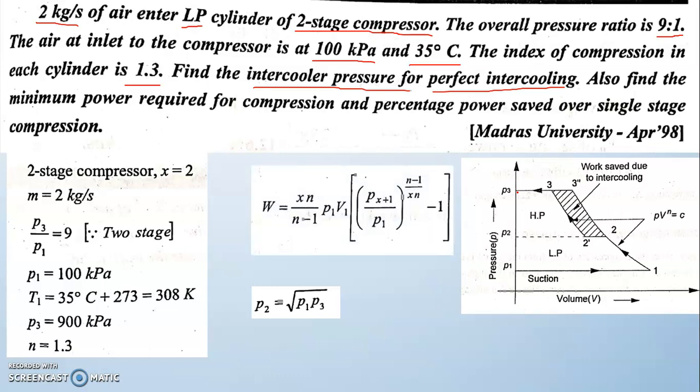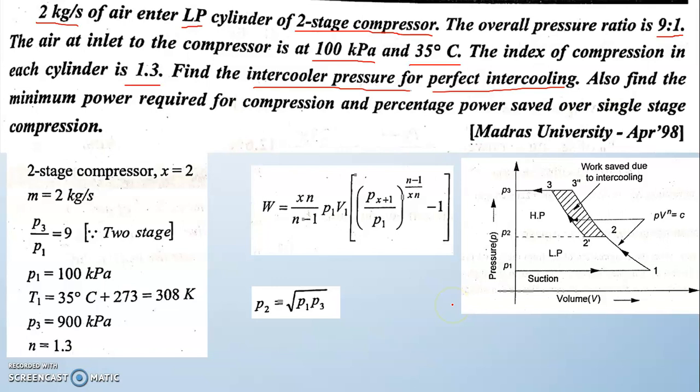And the second thing we have to calculate is the work done, if we are considering it as a multi-stage compressor. The multi-stage compressor work done is given by our equation. So we can write the value of x equal to 2, n is equal to 1.3, P1 is given as 100 kilopascal, V1 is not given. So we can use PV is equal to MRT. Either you can substitute P1 V1 or you can replace it by MRT. In this case mass is given and temperature is given, so instead of P1 V1 we can use MRT1. Okay, and P of x plus 1. P3 is 900 kilopascal, P1 is given, and we can calculate the value of work done.